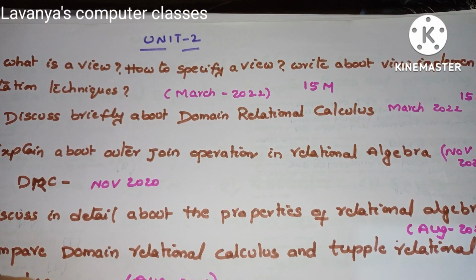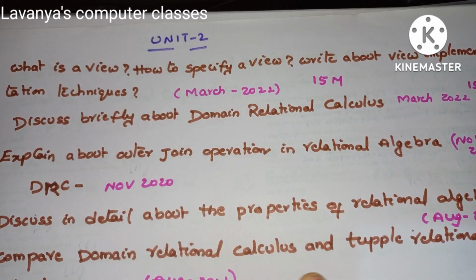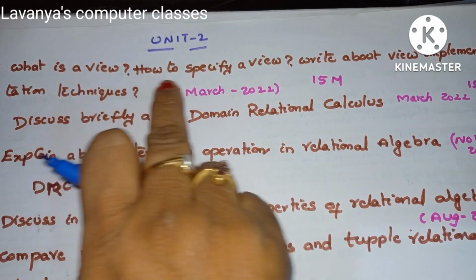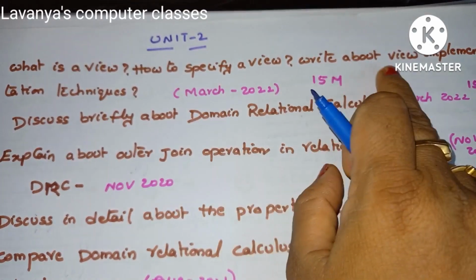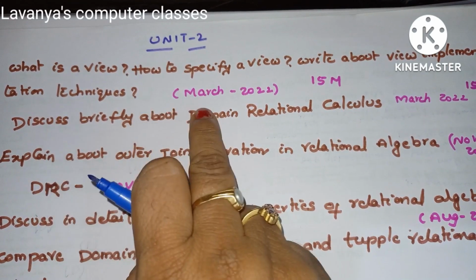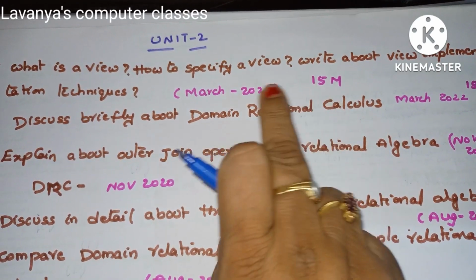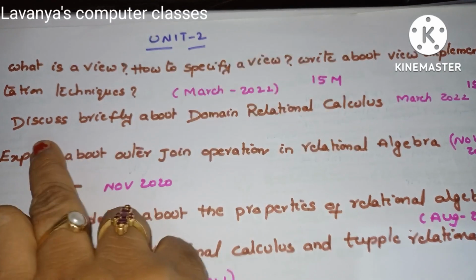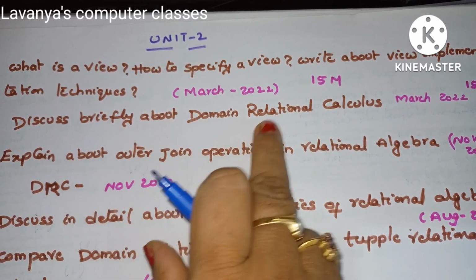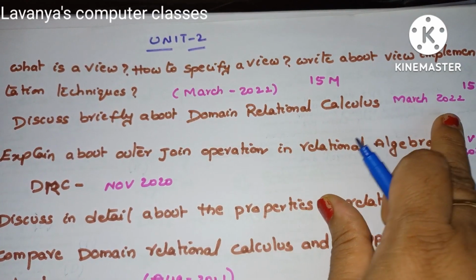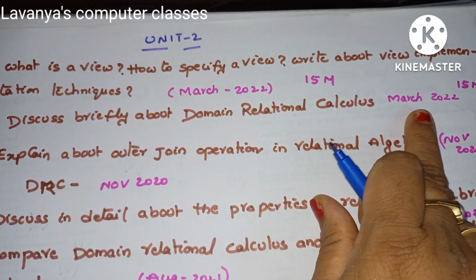The unit 2 important questions are, that is also from previous question papers. What is a view? How to specify a view? Write about view implementation techniques. Totally 15 marks, March 2022. Next, discuss briefly about domain relational calculus. 15 marks question, March 2022.